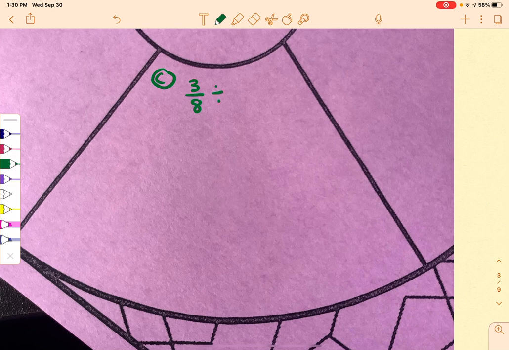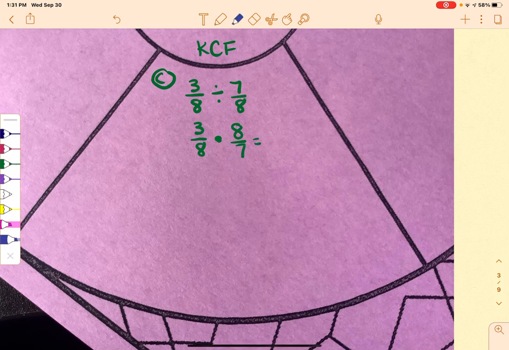3/8 divided by 7/8. So now we should be getting pretty good at this: keep, change, flip. Then we're going to go ahead and multiply across. So 3 times 8 is going to be 24. 8 times 7 is 56.